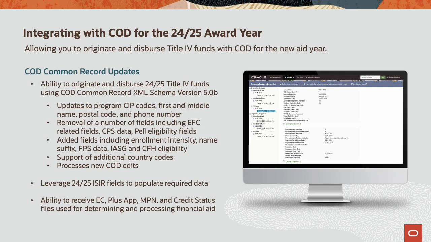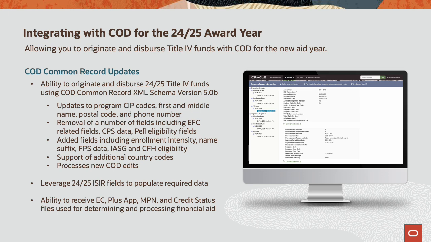And one of the most impactful features with 24B is supporting COD integration, which will give you the ability to originate and disburse Title IV funds for the 24-25 award year. Once the Department of Education allows COD processing for the 24-25 award year, and you have enabled the functionality in the product, we will begin transmitting files using the new COD Common Record XML Schema version 5.0b.